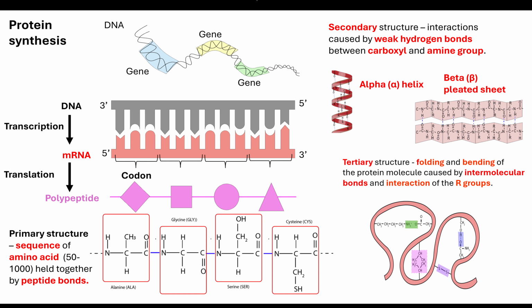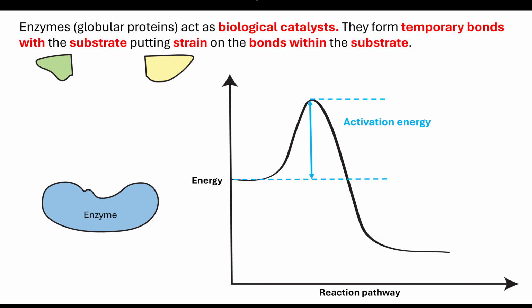Then it will continue to fold into what's known as the tertiary structure. So the folding, the bending of this protein, because of these intermolecular bonds, these interactions, so we're talking about our ionic bonding, more hydrogen bonds, the hydrophobic, hydrophilic interactions, or our disulfide bridges. So our polypeptide is being converted and folded and bent in a way to give it its 3D shape, making it a globular protein. So enzymes are globular proteins, and they are globular proteins that act as biological catalysts.